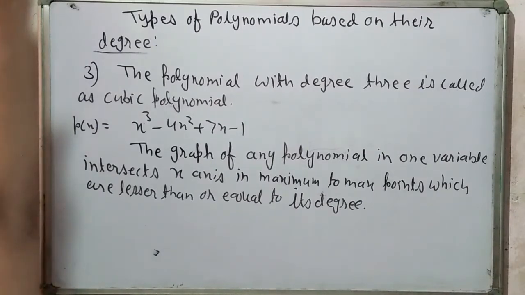Any polynomial of any degree, if we are drawing its graph, the graph of this polynomial, which should be in one variable, will intersect the x-axis, which is the axis of the independent variable, in maximum points. The number of these points will always be lesser than or equal to the degree of the polynomial.